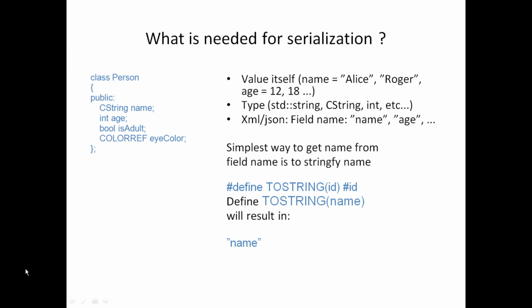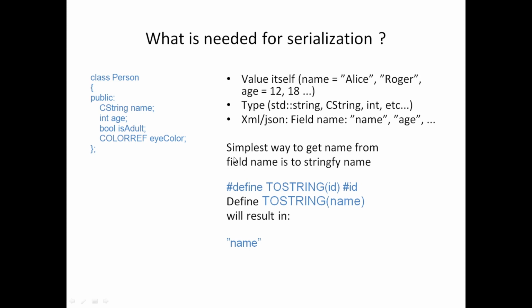So when serializing, you are interested in the value itself. For example, you could store the name, like Alice or Roger, and the age. And when you are serializing, you also care about the type being used, so that could be std::string or int, some sort of C++ type. And then you are interested in the field name. So when serializing, you need to have those field names in plain text, so name, age, and so on.